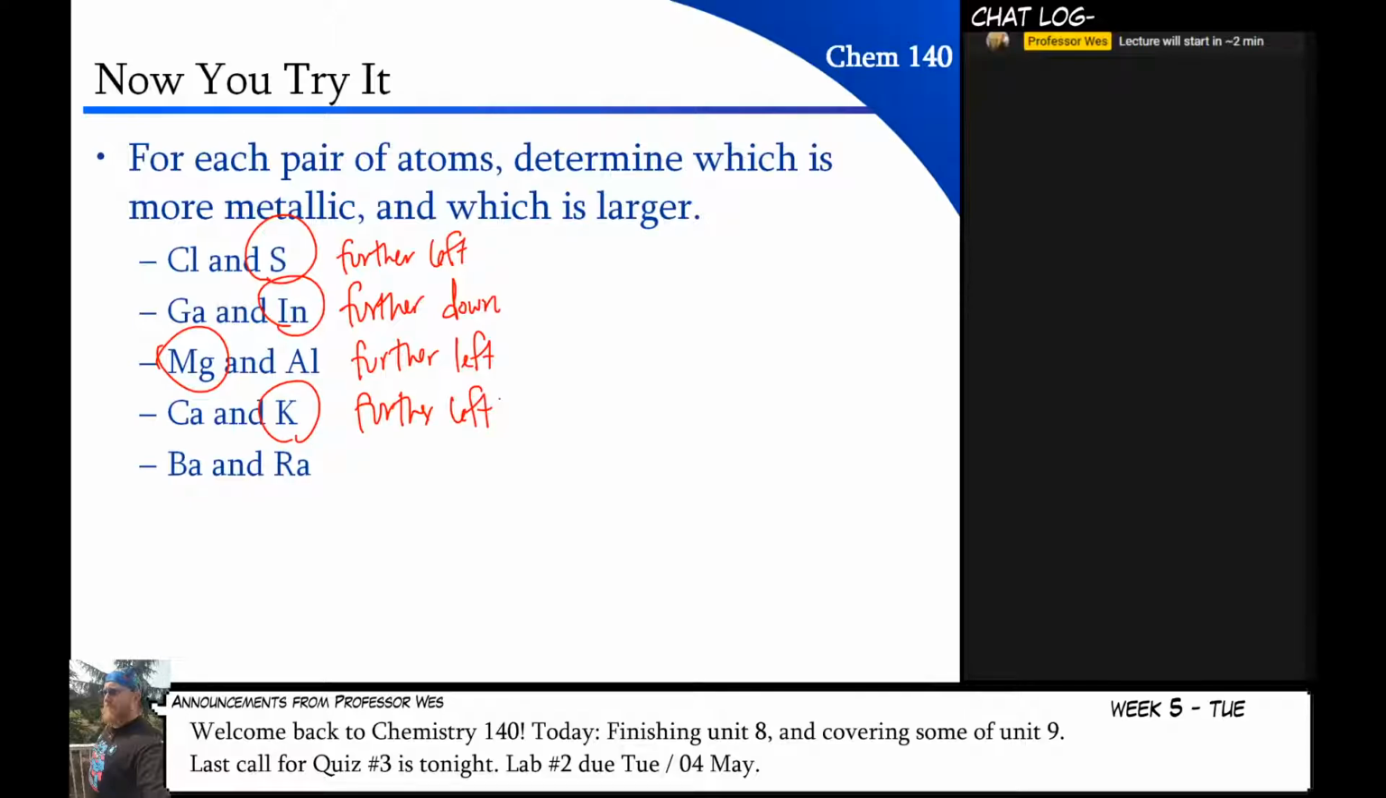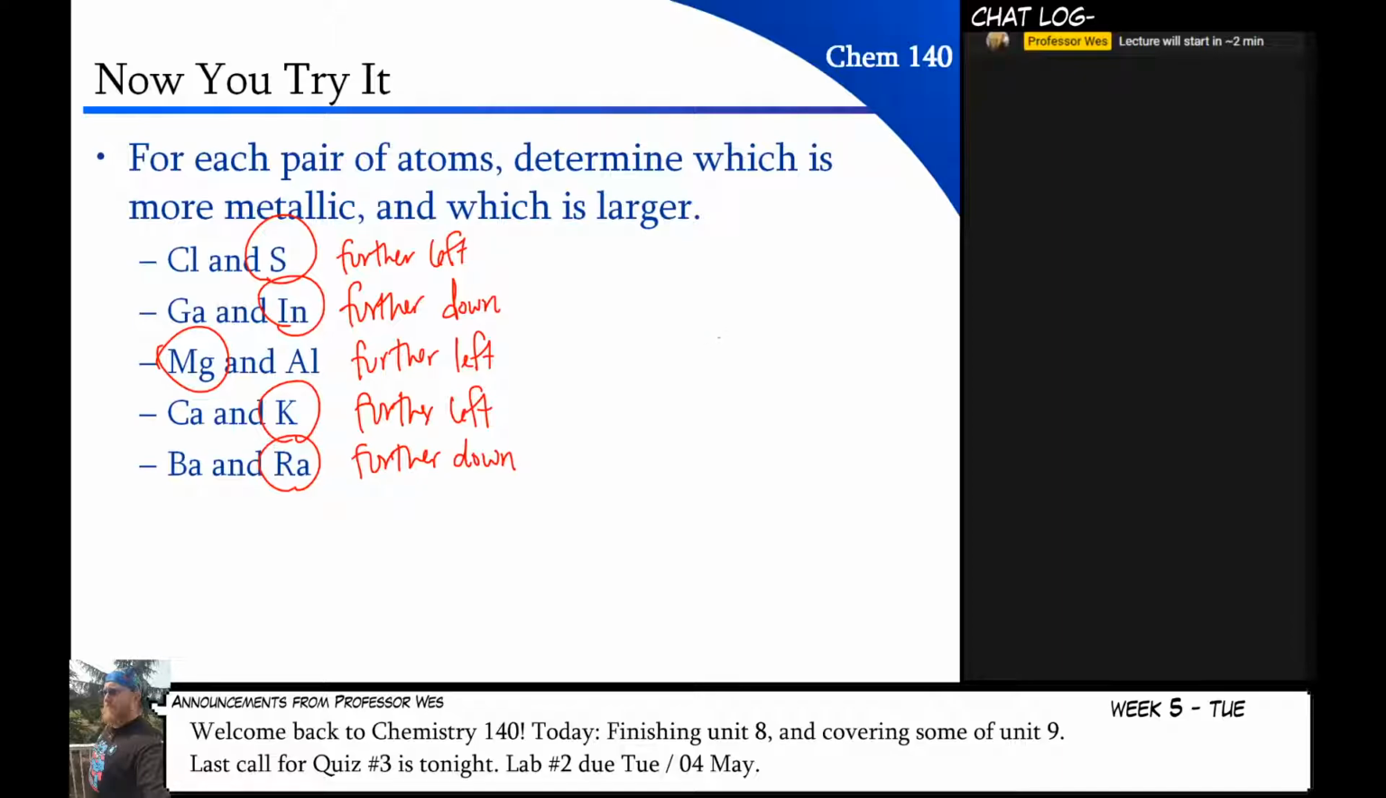And then finally, barium and radium. Radium is further down, and so it must be bigger. Now, you can end up in some weird situations like this that may make it harder to predict if you're not careful.